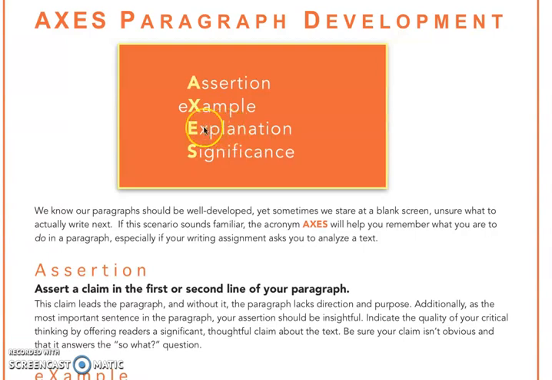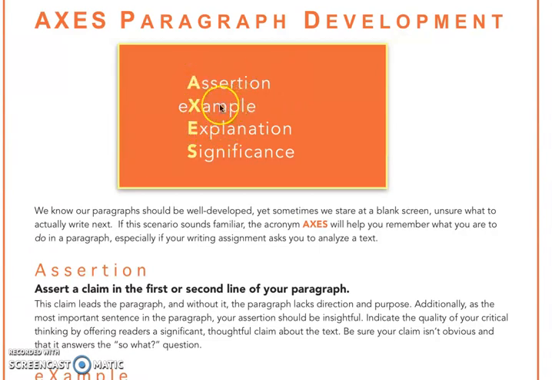Explanation is a reminder to you to always make sure that you explain whatever example you have placed here and how that example proves your assertion. So these two, X and E, go hand in hand. You give an example, you have to explain how it proves your assertion. You give another example, you explain how it proves your assertion. So these two elements get repeated within the body paragraph.